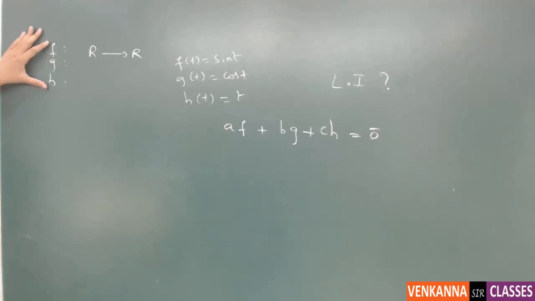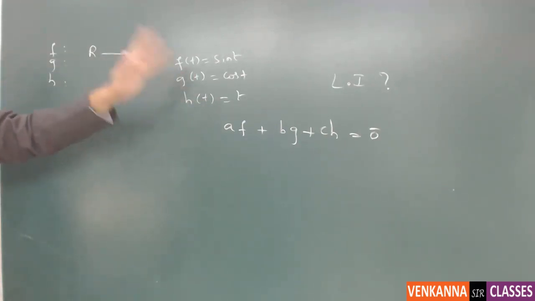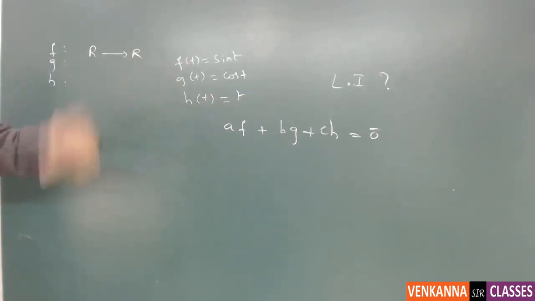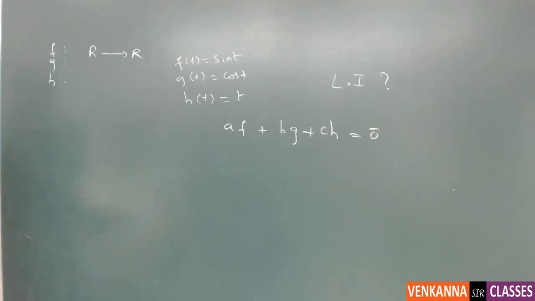You have written the linear combination, which means for all values in the domain, you are considering that the linear combination is 0. So you are not taking the function for a specific value in the domain. For all values in the domain, you are stating that if the linear combination is 0, can I get the values of a, b, c or not? That was the actual intention behind it.